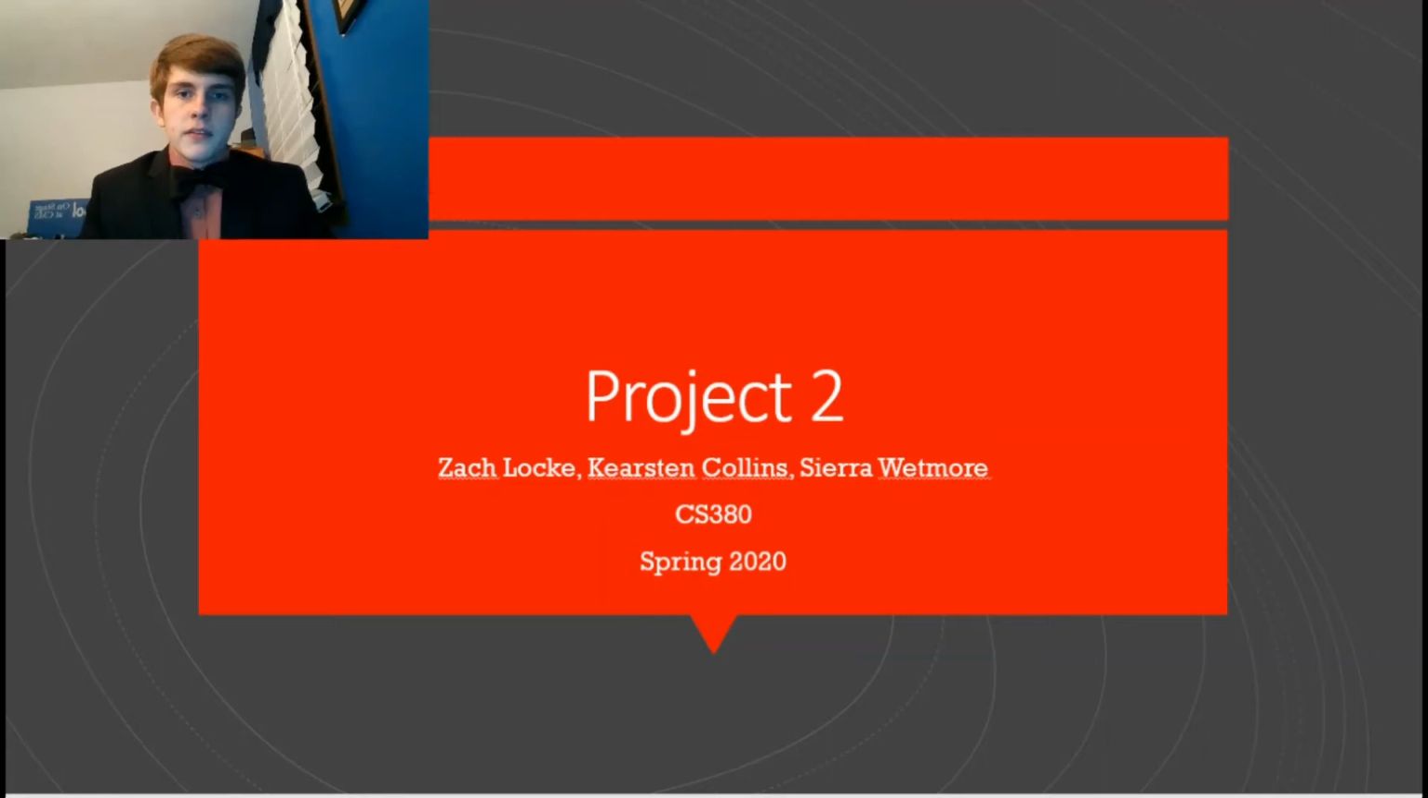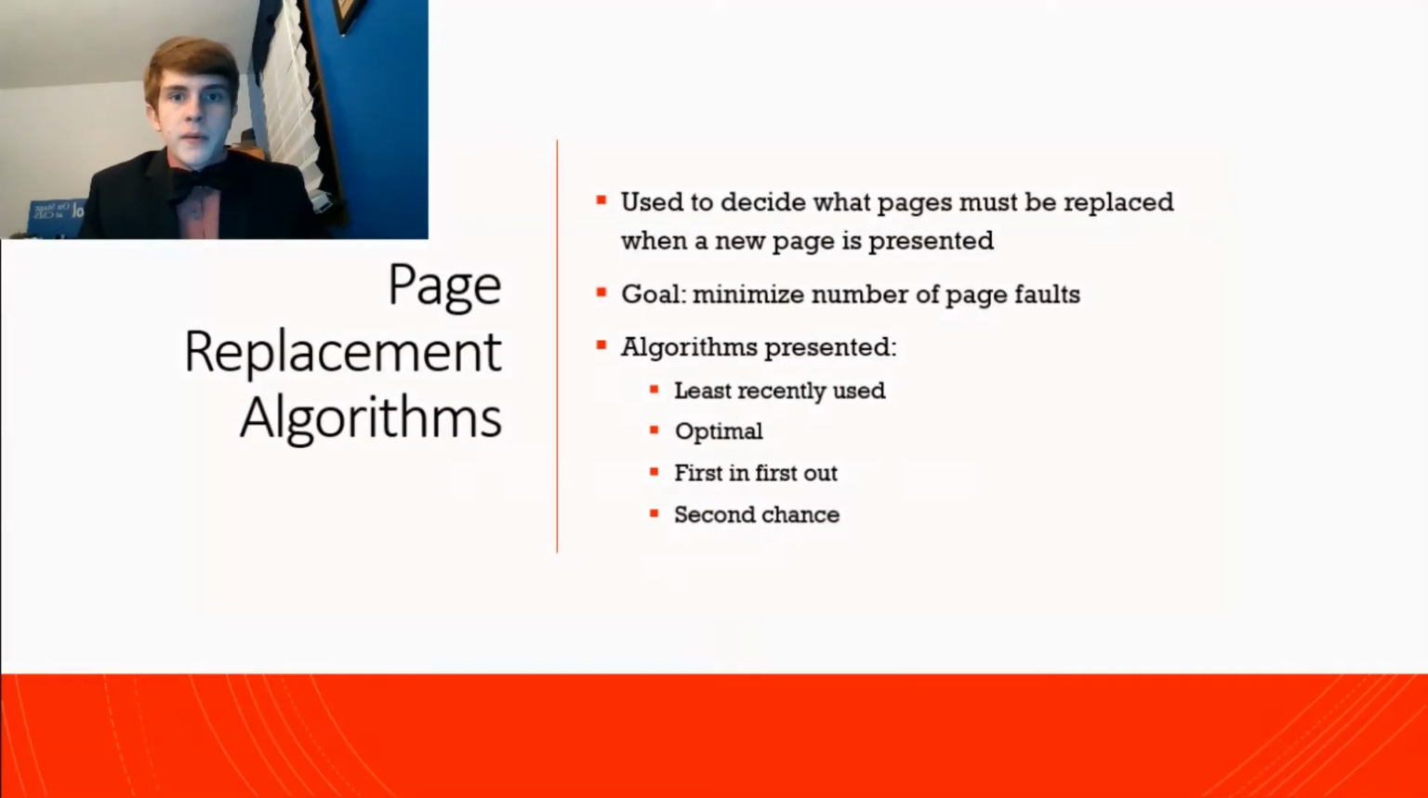Zachary Locke, and with my teammates Kearston and Sierra Wetmore, we've designed a page replacement algorithm simulator that uses a PHP backend and HTML frontend. Page replacement algorithms are algorithms used to determine which page will be replaced when a new page is presented, the goal of which is to minimize page faults. Page faults are when a page is tried to be referenced and can't be found.